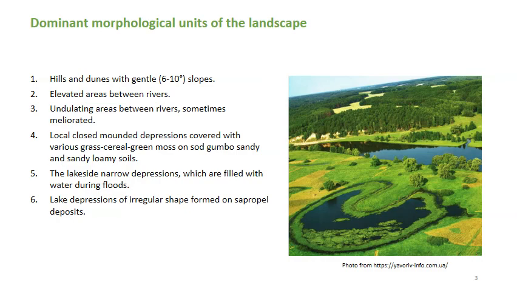Also presented are undulating areas between rivers, the local closed mounded depression covered with various grass, green moss and other types of vegetation, and the lakeside narrow depression and lake depression of irregular shape formed on sapropel deposits, so that these morphological units are typical for our landscape.